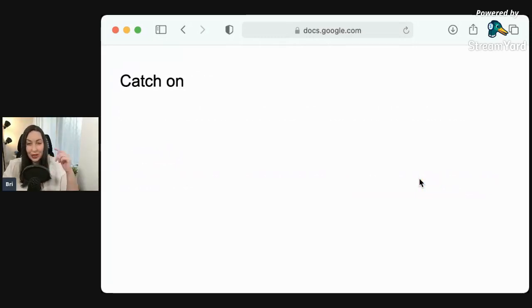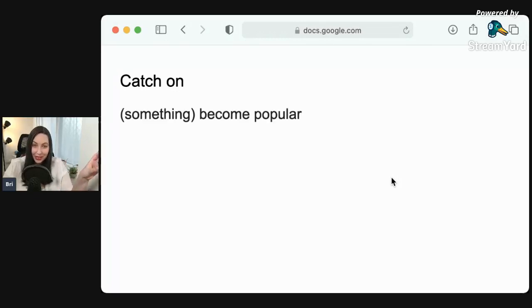Catch on. Okay, so catch on also has many meanings, but we're going to focus on one today. The meaning of catch on that we're going to look at today is that something becomes popular. So to catch on means to become popular. But we don't use it for people. We use it for things. So something becomes popular. Okay?